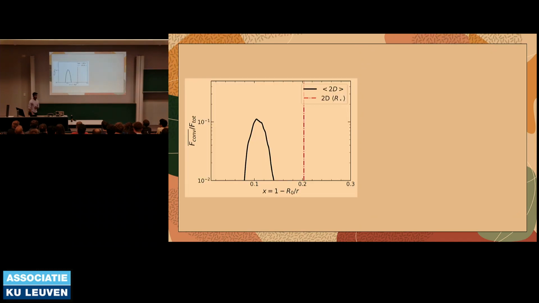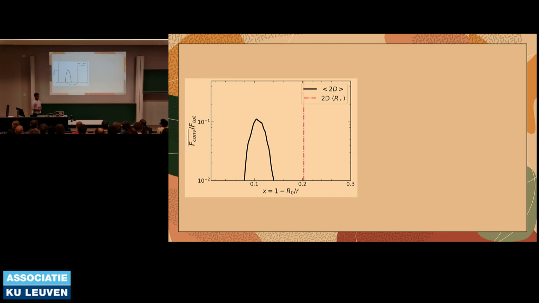What else? What is the energy balance? How much energy is actually transported in our 2D models via convection? Well, we find that at some radii below the photosphere, it's 10%.